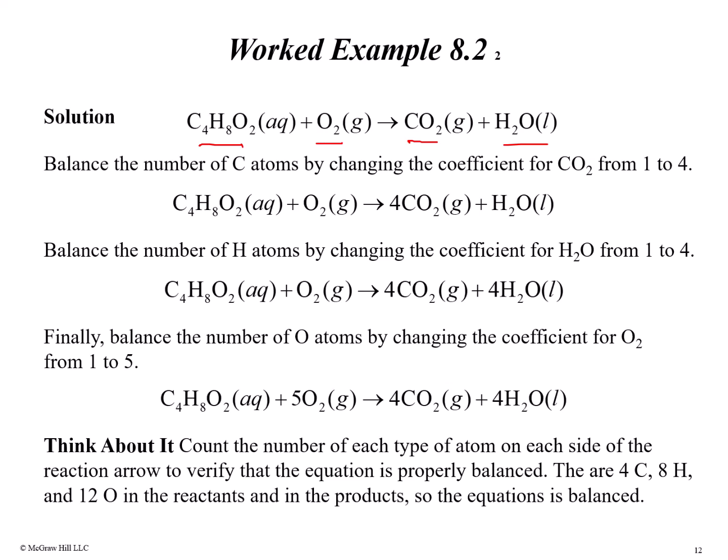So the first thing I'm going to do is focus on the compound that's got carbon, hydrogen, and oxygen. So I'm going to put a 4 in front of the carbon dioxide. I'm going to put a 4 in front of the water so that I have 8 hydrogen on both sides. And then the oxygen, I'm going to go, okay, 4 times 2 is 8 oxygen here. And I'm going to say 4 times 1 is 4 oxygen here. So that's 12 oxygen. I've got 2 here, so I need a 5 here to give me 10 oxygen plus the 2 oxygen here to give me 12 oxygen on both sides.